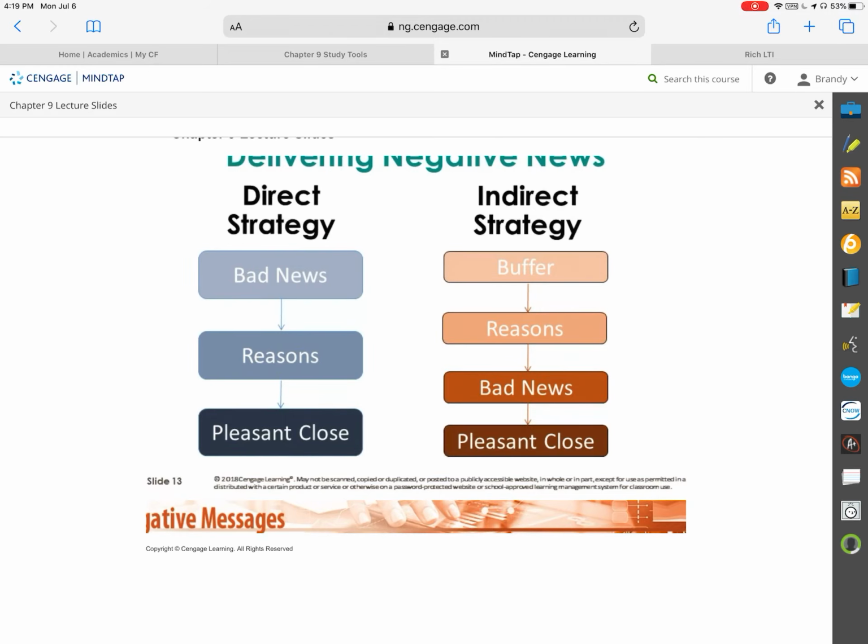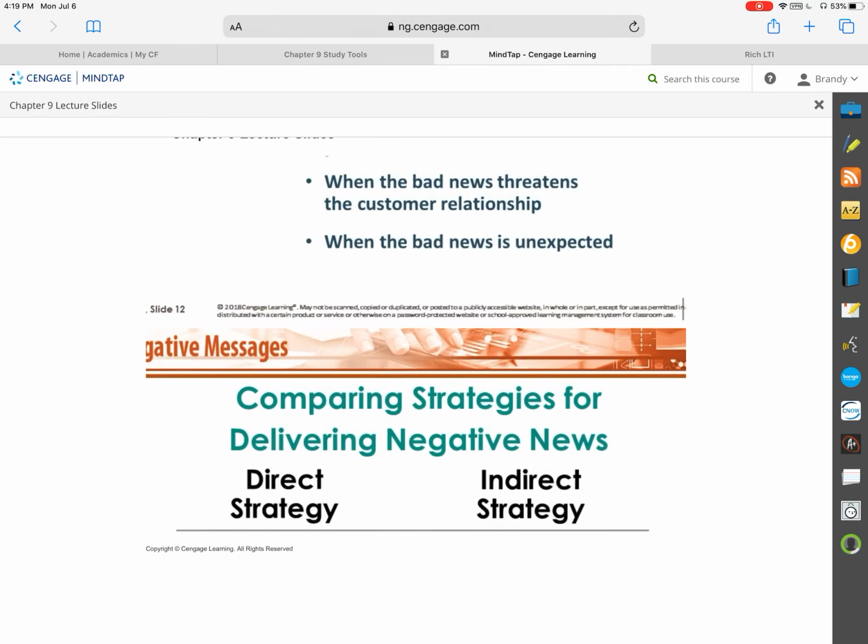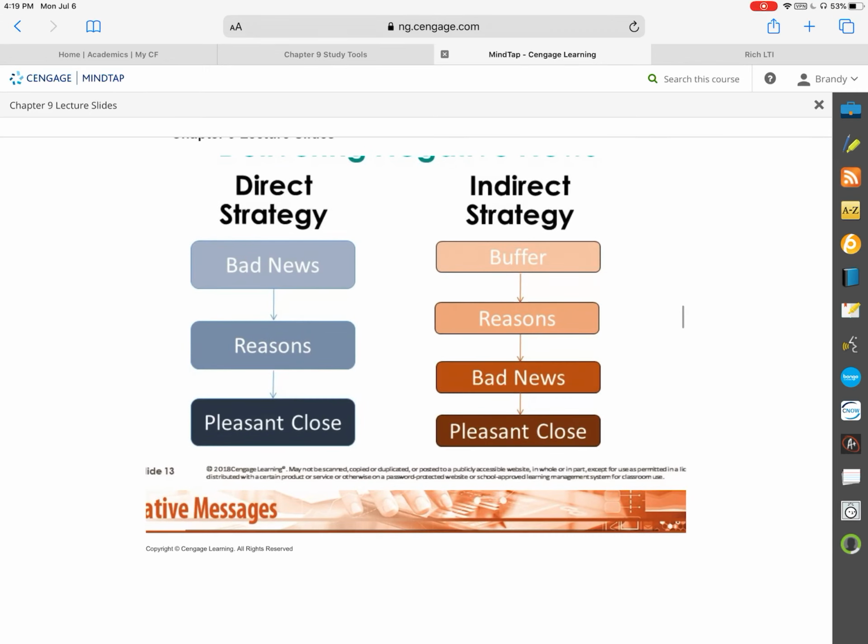We're going to use indirect strategy in the ways that we just talked about in the slide above. But to do that, we're going to do a buffer. Then we're going to give our reasons. And then, and only then, do we actually say, here's the bad news or here's the no. And that's for a lot of reasons.